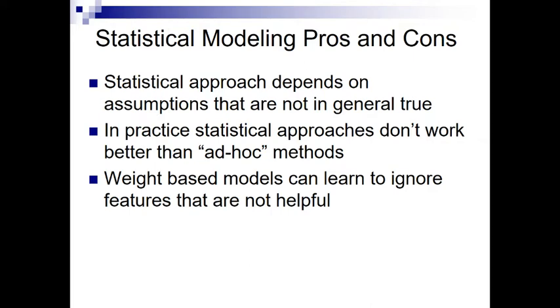So weight-based modeling people will say, okay, yeah, those things are true, but you have to make a lot of assumptions when you apply statistical models that in general aren't true. In fact, we're going to see a bunch of cases like that. What are those assumptions, how are they broken, and what are the implications of that? So in practice, statistical models are more theoretically pleasing than weight-based models, which can be thought of as being ad hoc. In general, they don't work better than weight-based models.